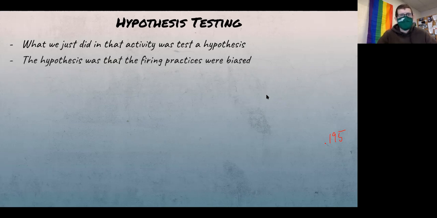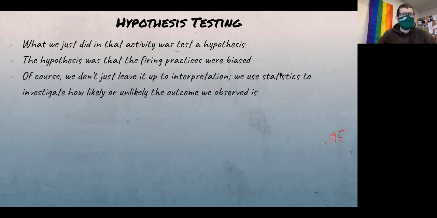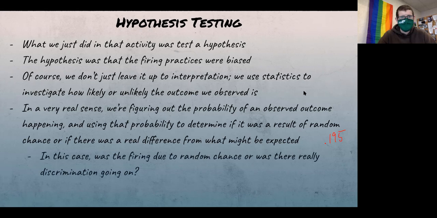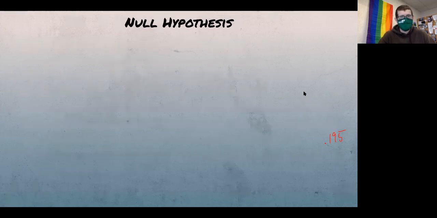So the hypothesis that we're testing, when we talk about hypothesis testing, is that the firing practices were biased in some way. Of course, we don't just decide on our own, we have to use statistics and figure it out. And so we're figuring out the probability of an observed outcome happening, and we're using that probability to determine if it was a result of random chance or if there's a real difference from what might be expected. So to put it back in context, was the firing due to random chance, a real random lottery, or was there discrimination? And again, we don't have a clear answer yet, but we'll come back to it.